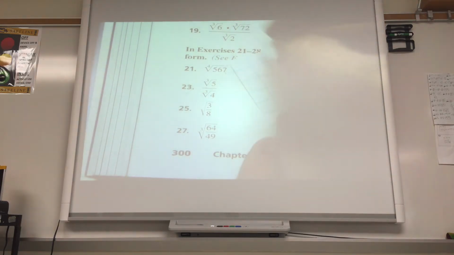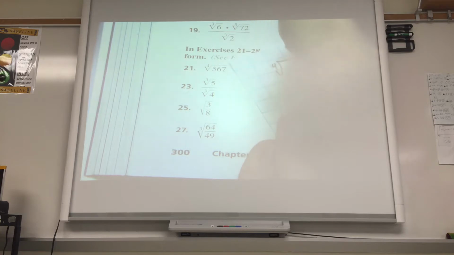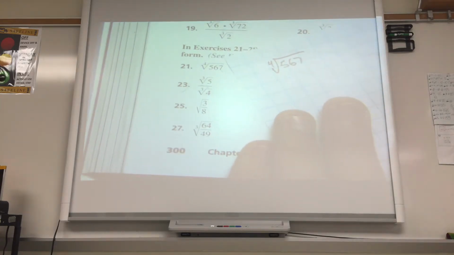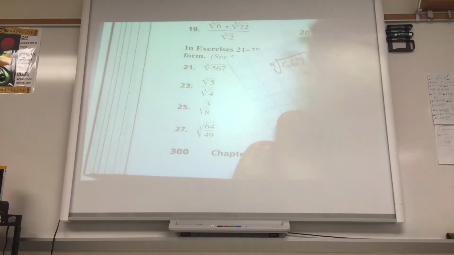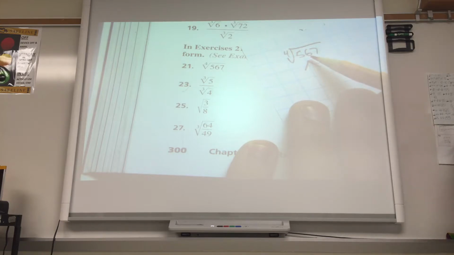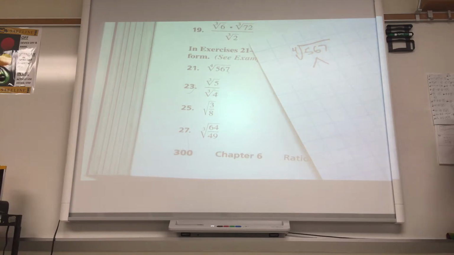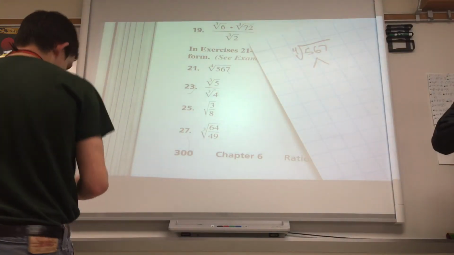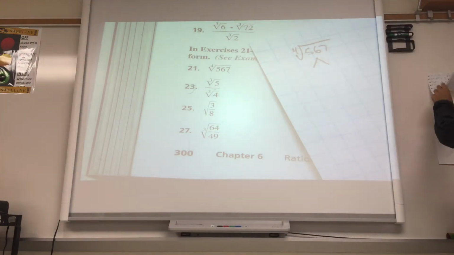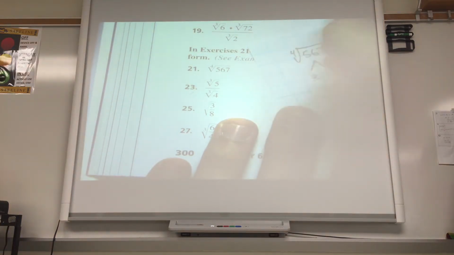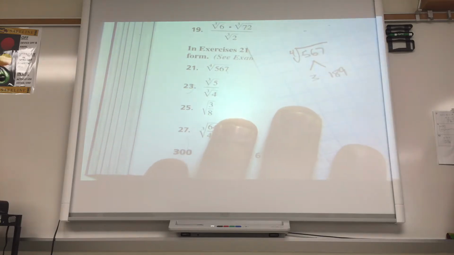All right, so 21. You have the fourth root of 567. Unfortunately, I guess I'm just going to have to break this down. So, let's see, 567 maybe divided by 3. I'm going to grab a calculator for myself. Okay. 567 divided by 3 is 189. So 3 divides that, and it equals 189. Okay, 3 divides that also.